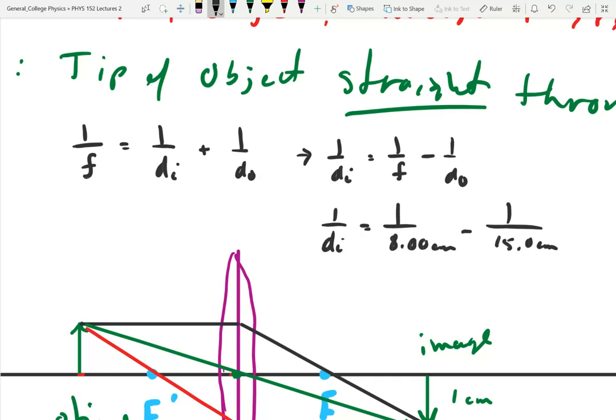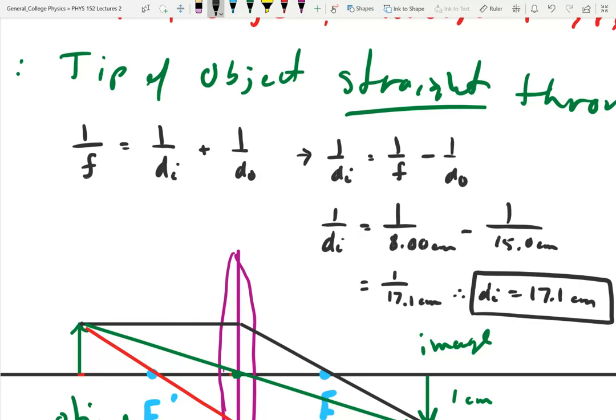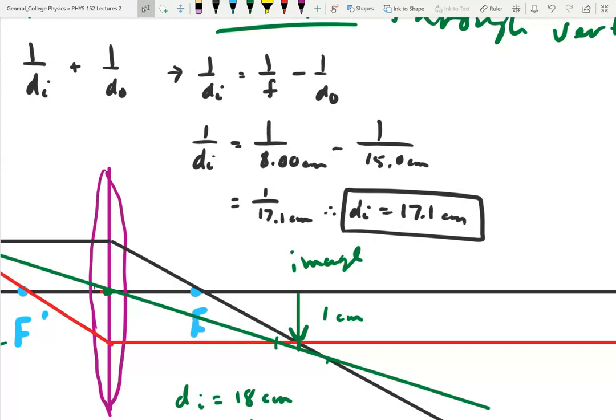And so I just take 1 over 8 minus 1 over 15, and that gives me, after some careful work, 1 over 17.1 centimeters. So distance image should have been 17.1 centimeters. Now, you can see I wasn't perfectly correct here because I had 18, but especially seeing that my black line there, the parallel ray, didn't go through the right spot, yeah, I'm pretty satisfied with that outcome.